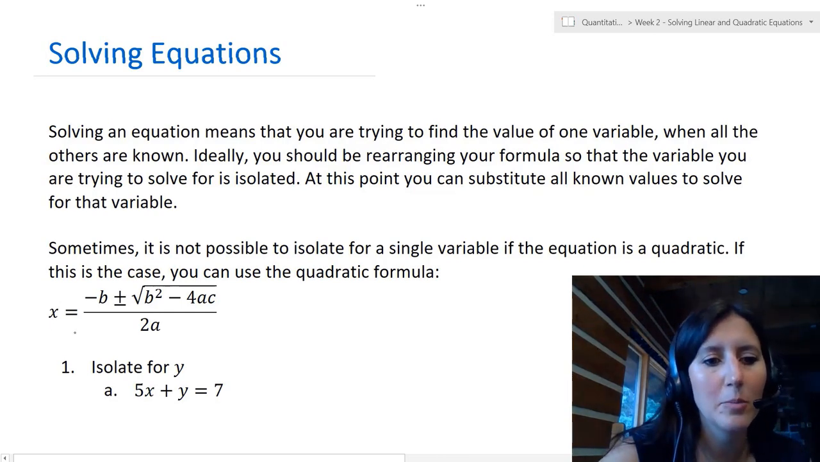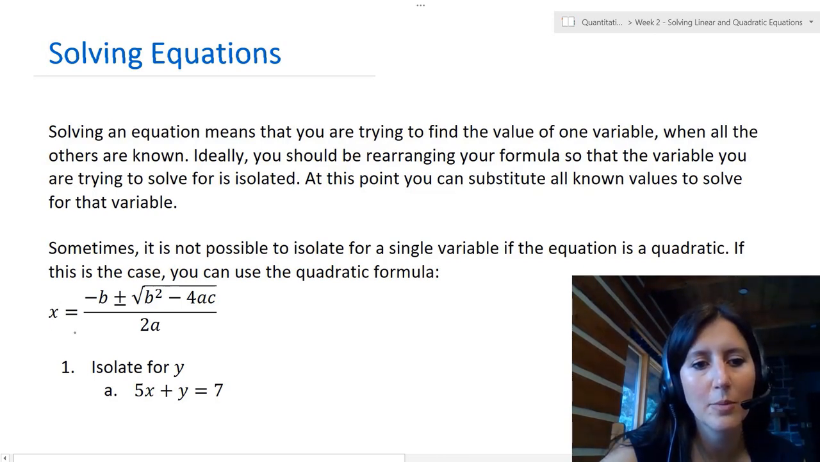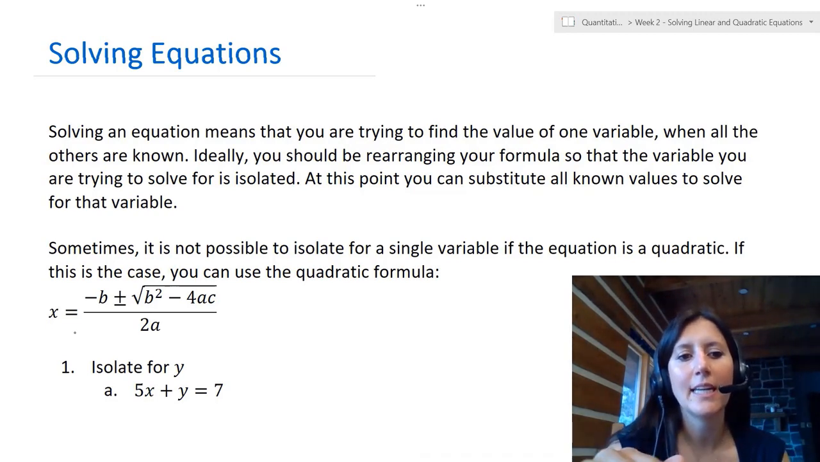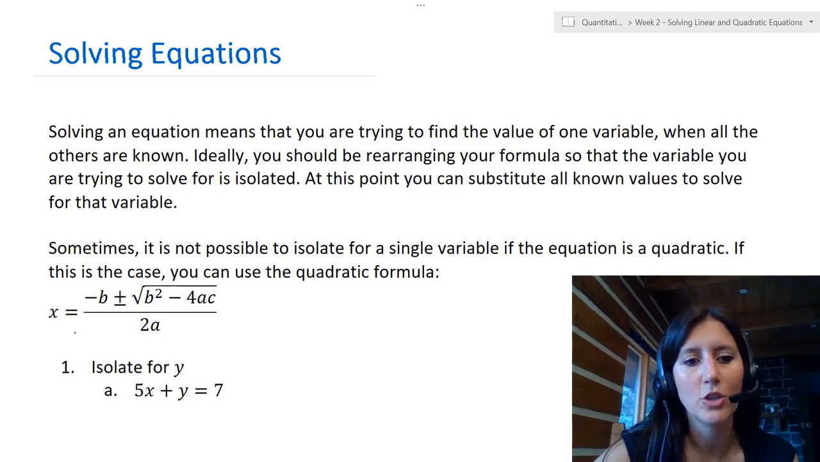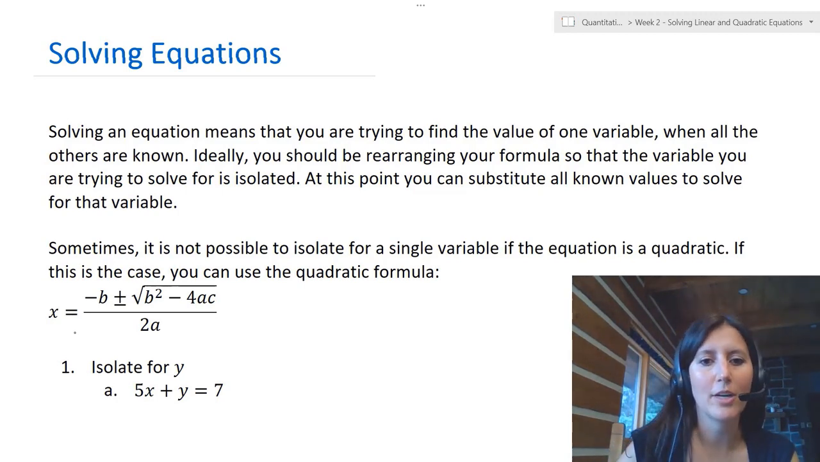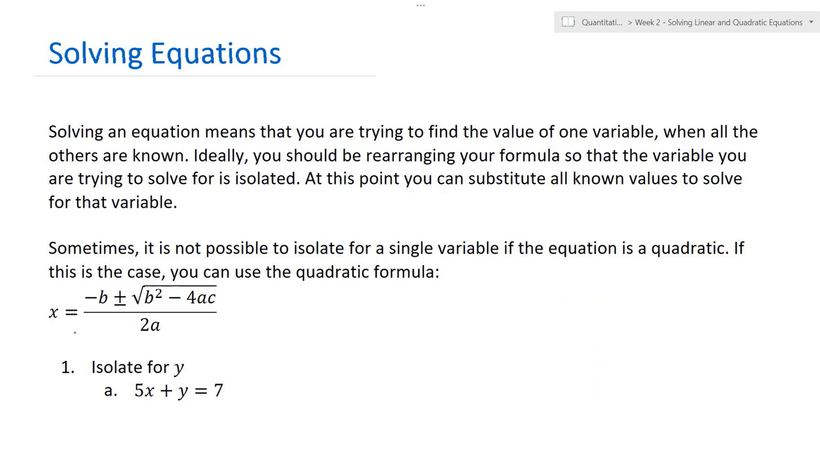X equals negative b plus or minus the square root of b squared minus 4ac all over 2a. Now we're going to get into what a, b, and c represent once we do a problem that requires the use of the quadratic formula. Okay, so let's start doing some questions.